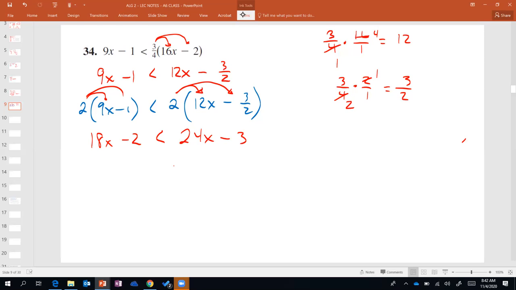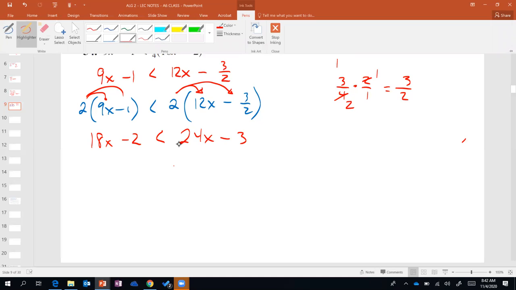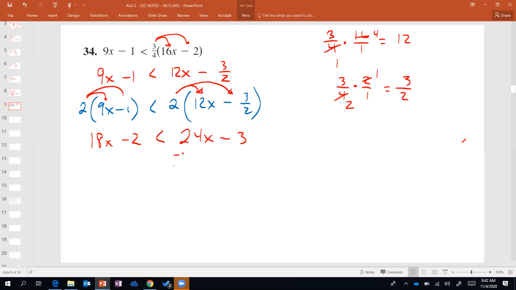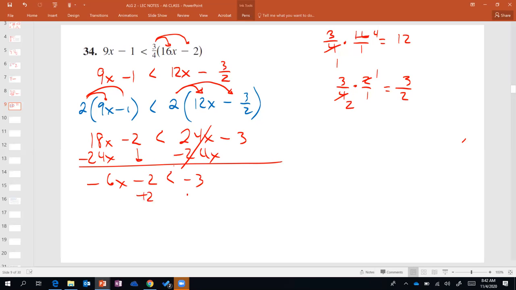All right. The way I would do it here, I would subtract 24x from both sides. And you guys could have done it a little bit different, that's fine. That's a goner. 18 minus 24 is a negative 6x. Minus 2 comes down. Negative 3 comes down. And I'm going to add 2 to both sides. Negative 6x is less than negative 1.